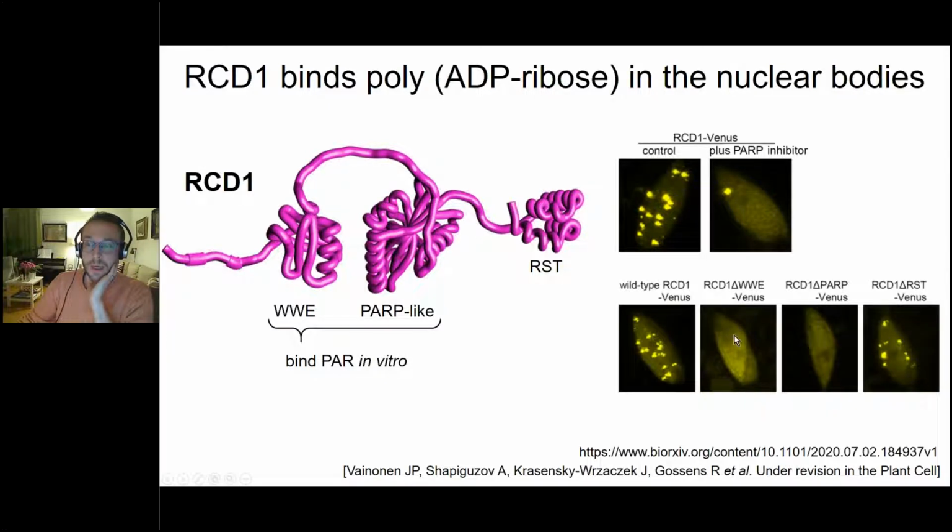Also, when we mutate away the WWE or the PARP domain, but not the RST domain, we stop seeing RCD1 localized to the nuclear bodies. So altogether, it suggests that these two domains are involved in binding to PAR, and that this binding helps the protein to localize to the nuclear bodies.